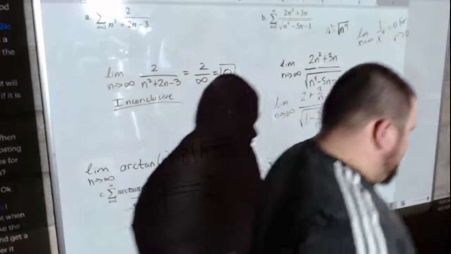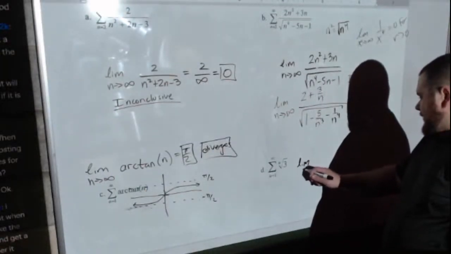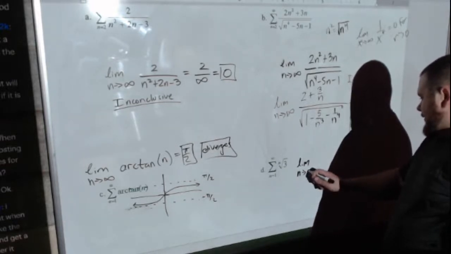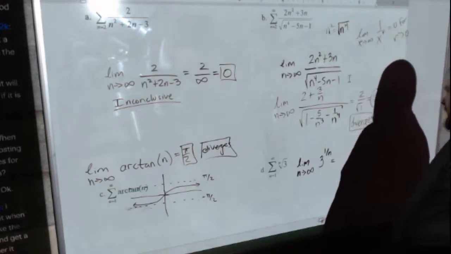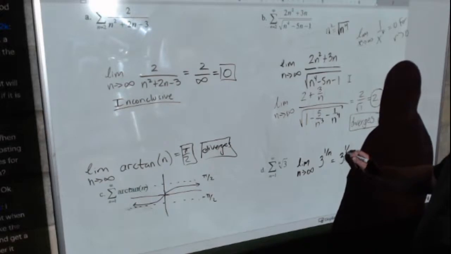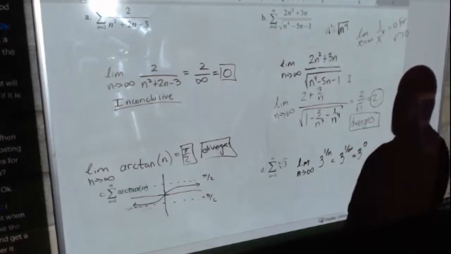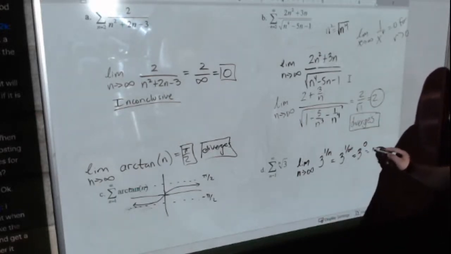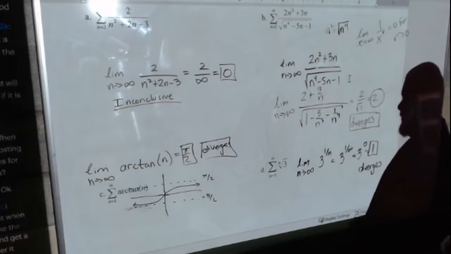And the last one here, I need to take the limit as n approaches infinity. I'm going to rewrite that as 3 to the 1 over n. So that would be 3 to the 1 over infinity. 1 divided by infinity is 0. 3 to the 0 is 1. This also diverges.